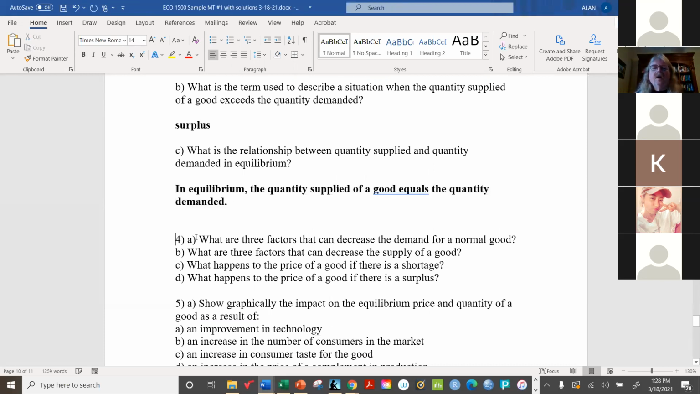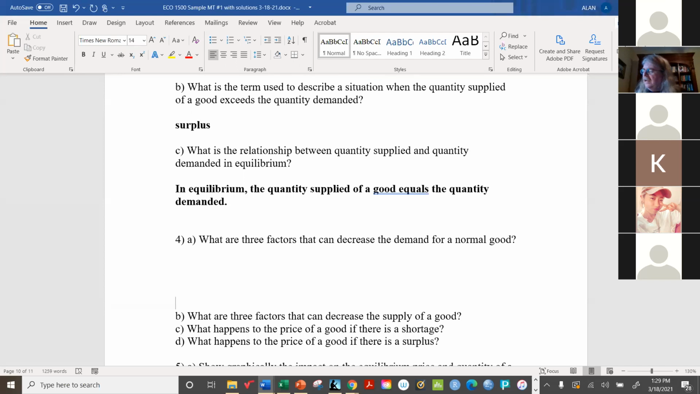All right, what are 3 factors that can decrease the demand for a normal good? All right, now as usual, there's more than one. There's more than 3 even. So what you're gonna do is just basically pick 3 of them. But you know what? I have more than that here. I'll tell you what, let me list more of them. You get to pick which ones you want.